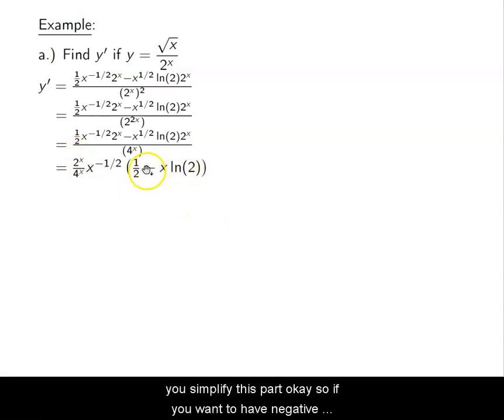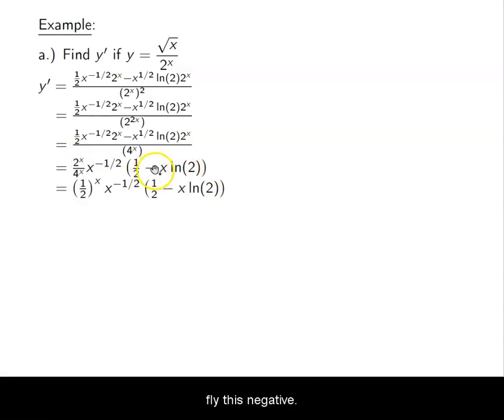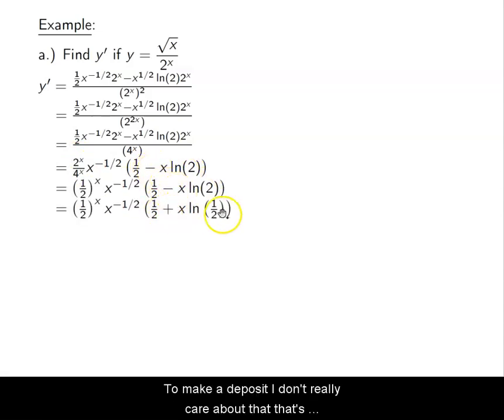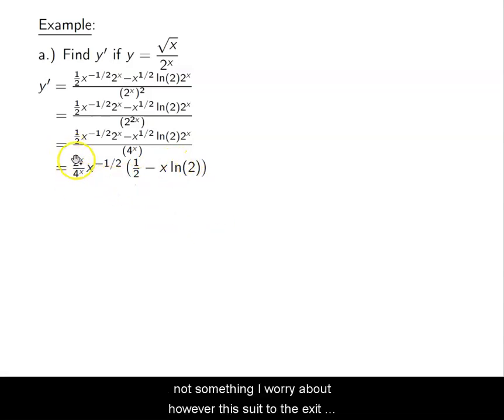Okay, so if you want to have negative x to the natural log of 2, that's fine. You don't have to apply this negative to make it a positive. I don't really care about that. That's not something I worry about. However, this 2 to the x over 4 to the x, if you left that, I would mark you down because you have not simplified it all the way. This is very obviously able to be simplified. So if you simplified that and left everything else the same, that's fine.